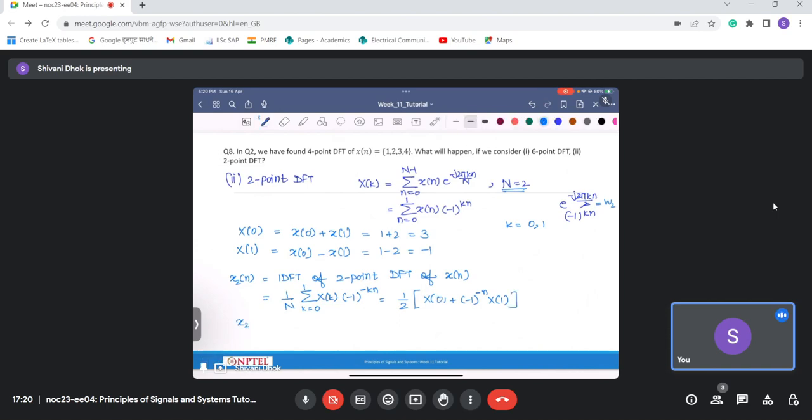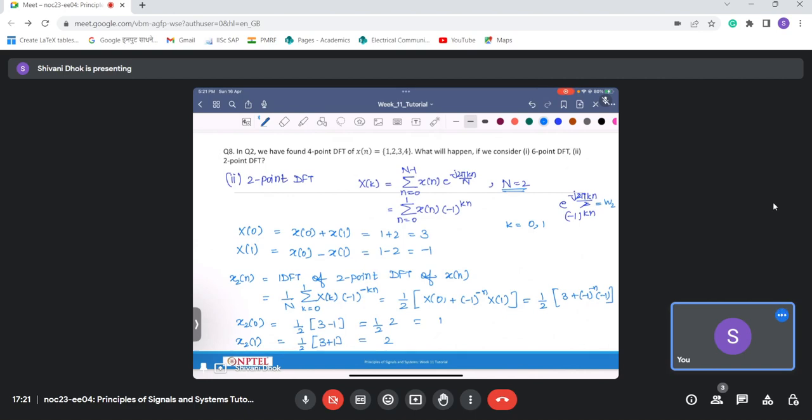Okay, so x2 of 0 is equal to 1 by 2 inside the bracket. This is 3. Let me write it here. 1 by 2, X0 is 3, plus minus 1 to the power minus n into minus 1. So 3 minus 1, which is equal to 1 by 2 of 2, that is equal to 1. And x2 of 1 is equal to 1 by 2 inside the bracket, it will be 3 plus 1, which comes out to be equal to 2.